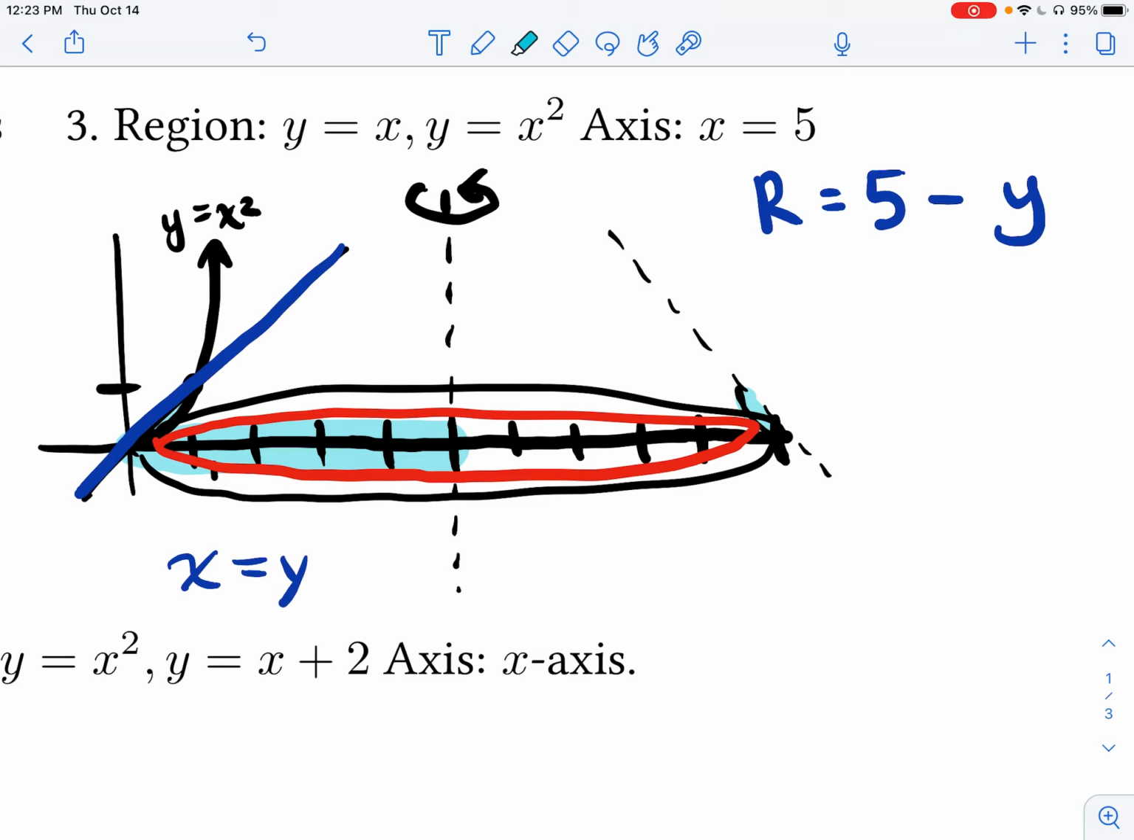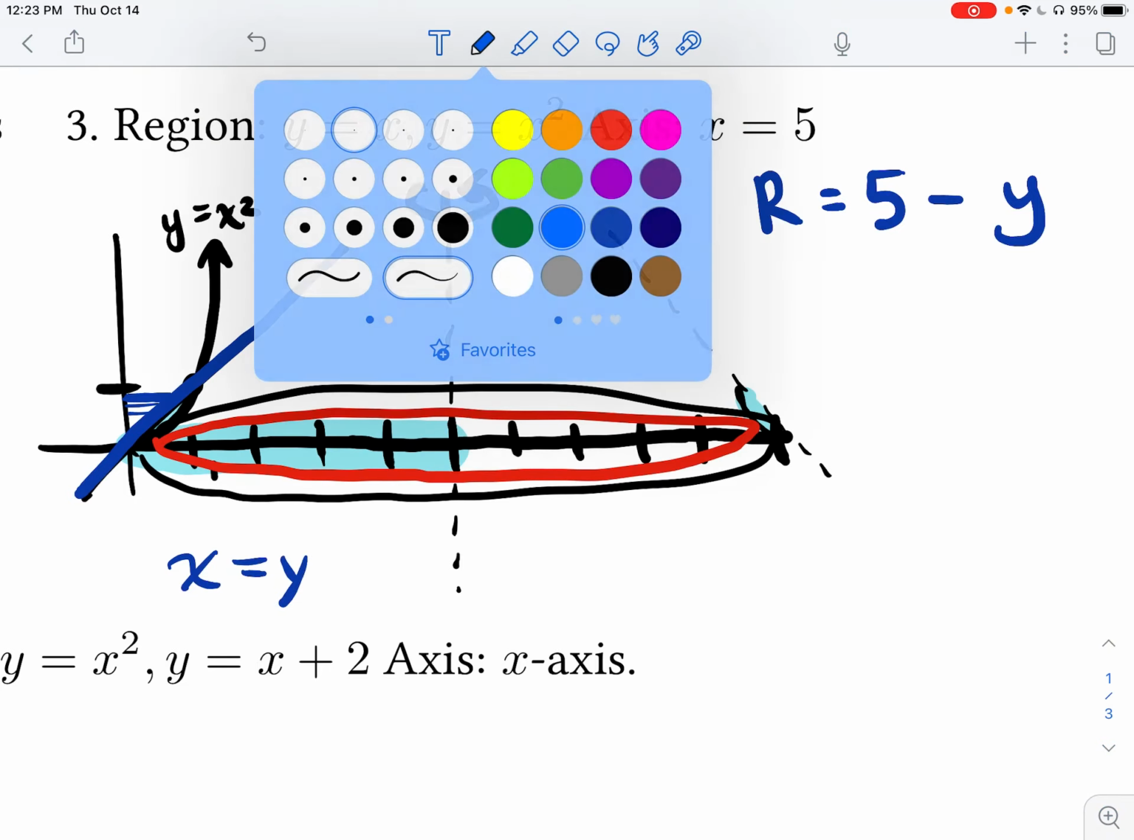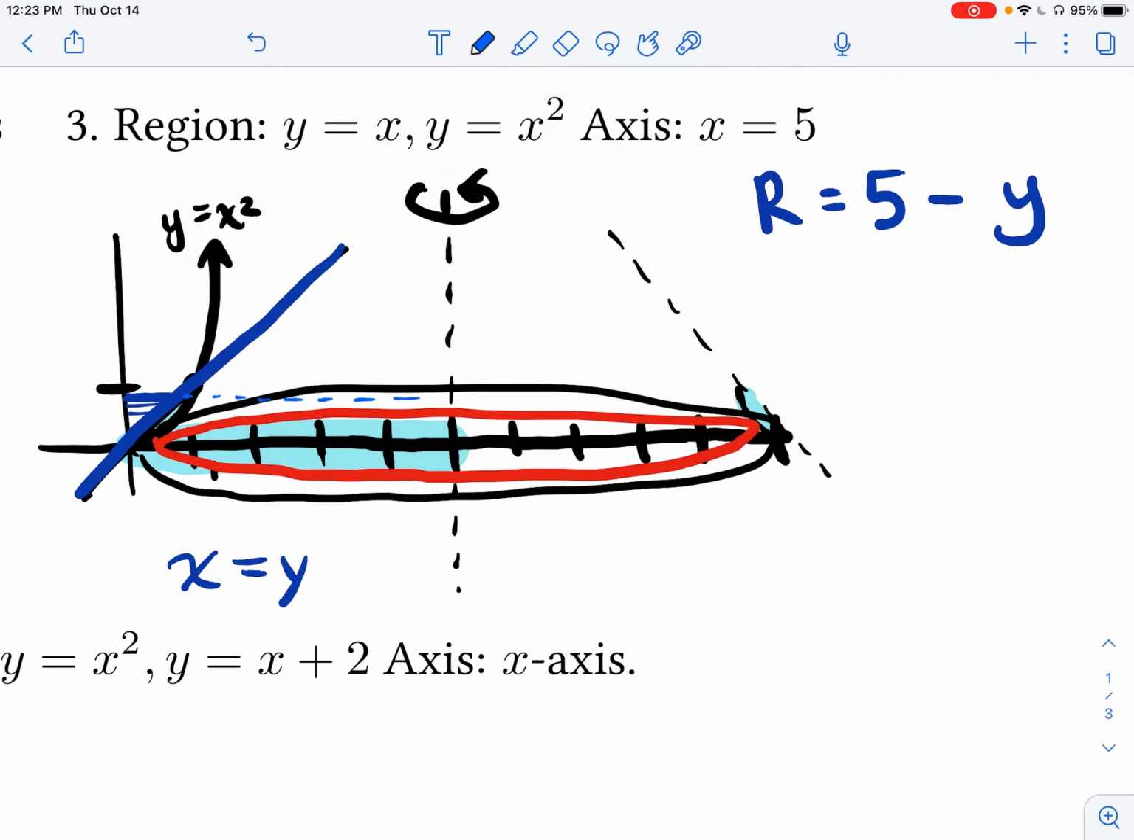As we move horizontally along the x-axis, we're given different x values for whatever y might be. If we take the entire distance of 5 and subtract one of these values from it, what's left over is this distance here. And that's effectively what we're finding. So that's going to give us our larger radius.